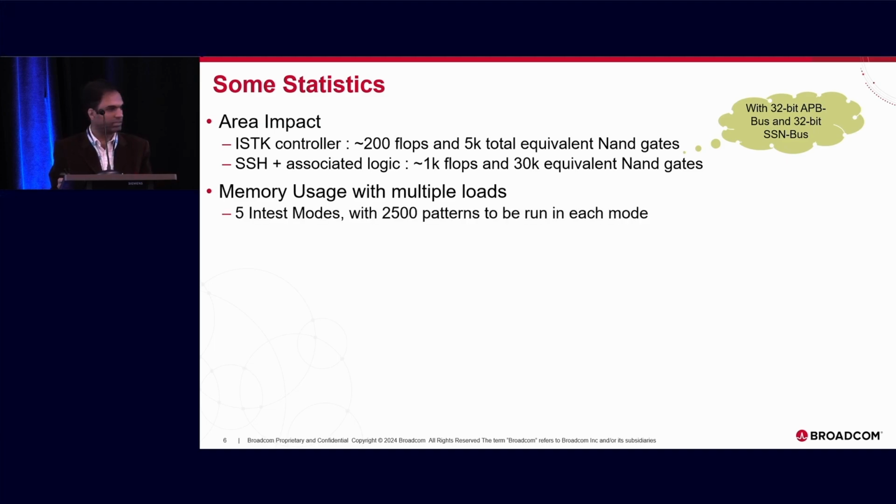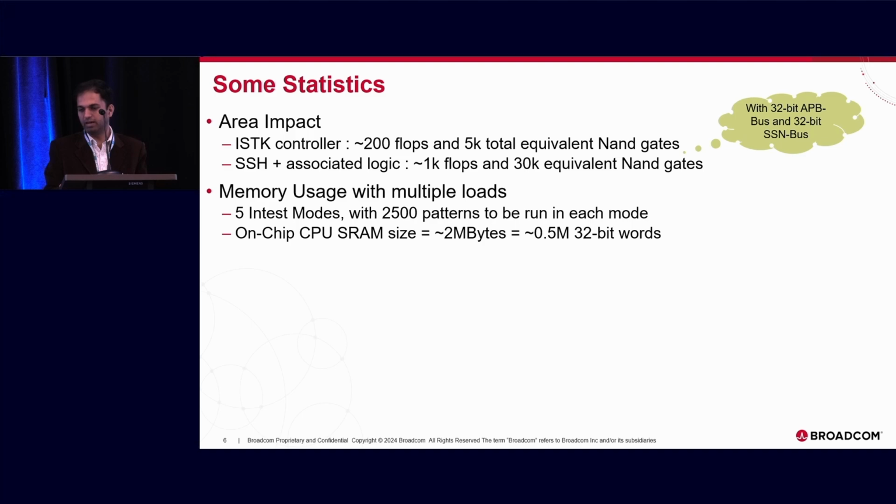So there are some calculations which I'll show, on how many times you have to load the memory to get some valuable coverage. So let's say we have 5 in-test modes. By the way, this is real data from the chip where we implemented this. We were trying to target 2,500 patterns in each mode. These are stuck-at patterns, and the on-chip SRAM size is 2 megabytes, which is around 500,000 32-bit words. So I would say this is a usable part of the SRAM, which we could use to execute the patterns.